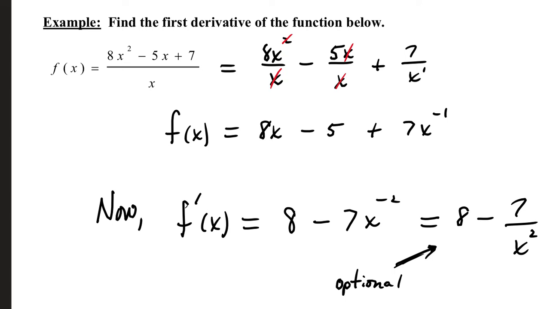8x squared over x, you cancel an x from top and bottom, it leaves 8x. In the second fraction, the x's cancel one another, leaving -5. And for this third term, we can move x up next to the 7, but we have to negate the power. Taking the first derivative, we have 8, 0, because it's a constant, -7x to the -2. And if you prefer, you can move that x back to the bottom. If you cross the fraction bar, that power has to change sign.